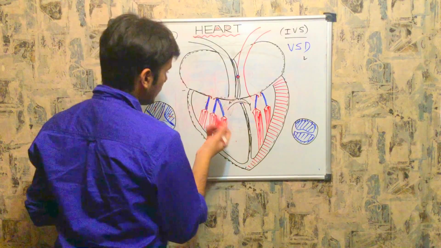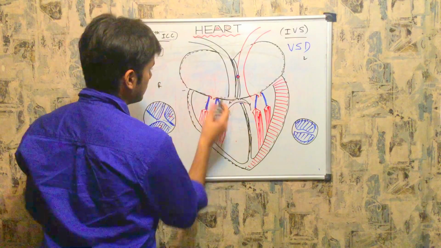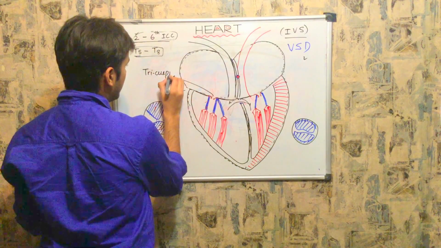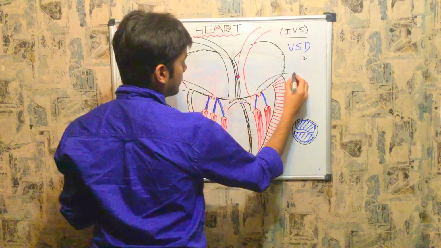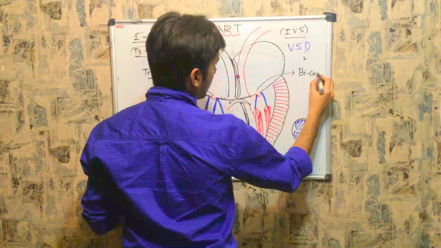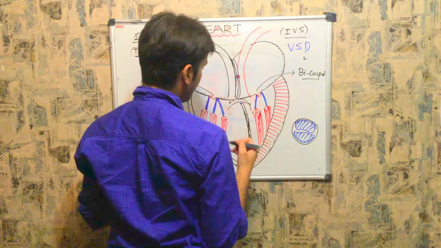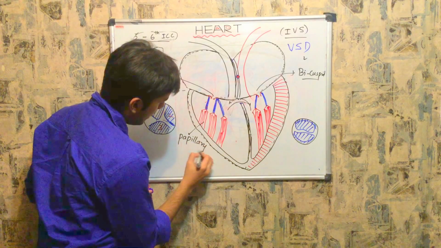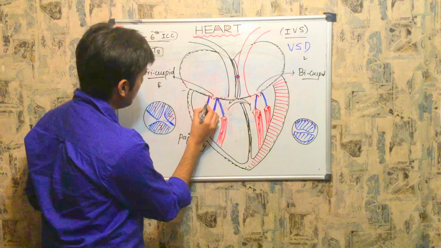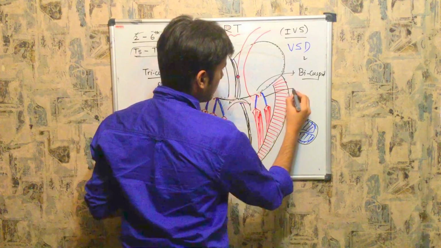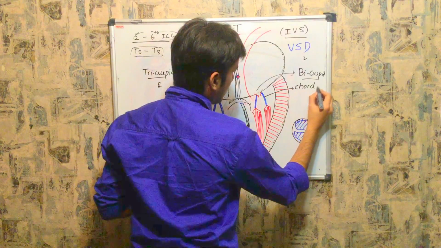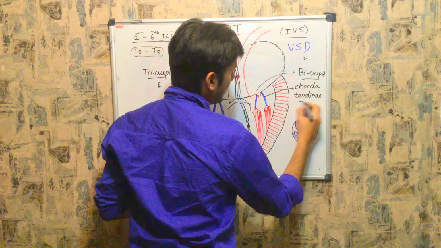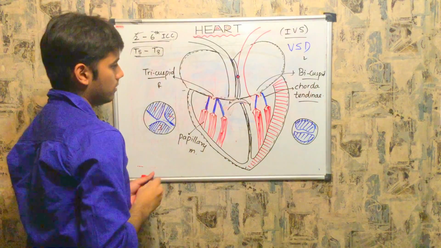Now, as I told you, I label the parts. This is your tricuspid wall, and on the left side you have your bicuspid wall, right? And these are your papillary muscles, and these are chorda tendineae, tendon-like strings that are attached to the walls, right?